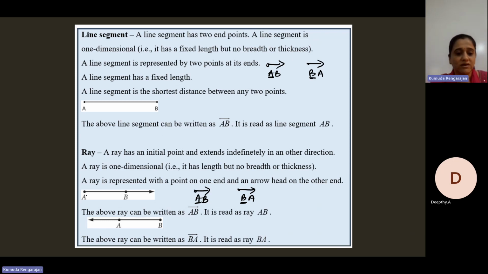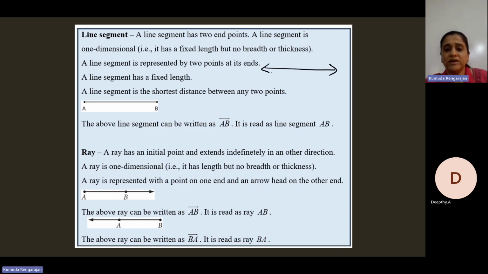So here in this figure, the initial point is A and the ray extends indefinitely in the direction of B. But here B is the initial point and the ray extends indefinitely towards A. So ray AB is different from ray BA. They're not the same.